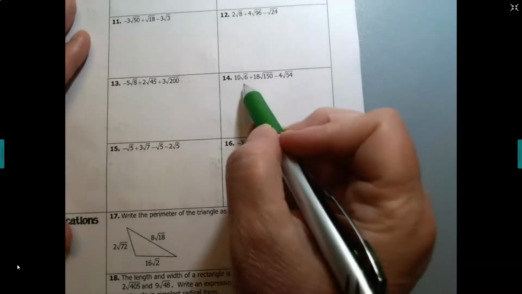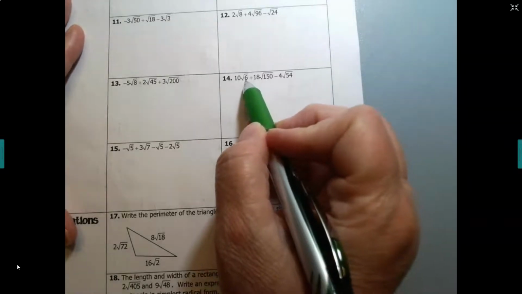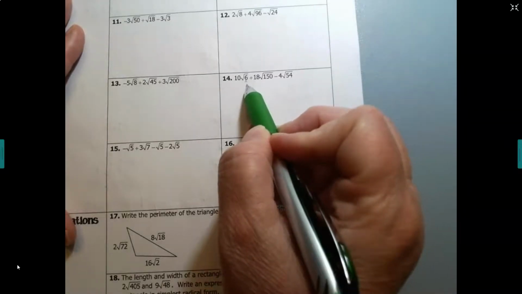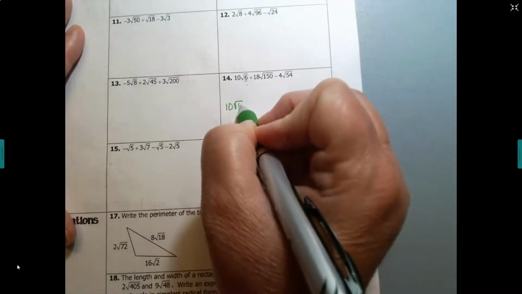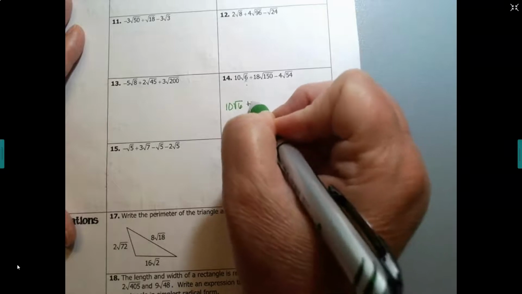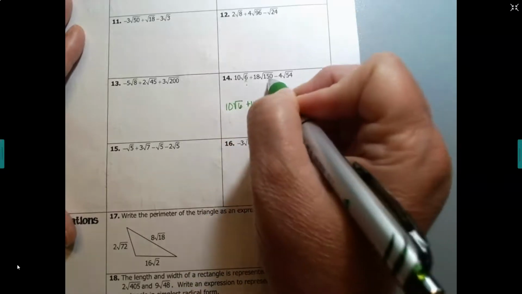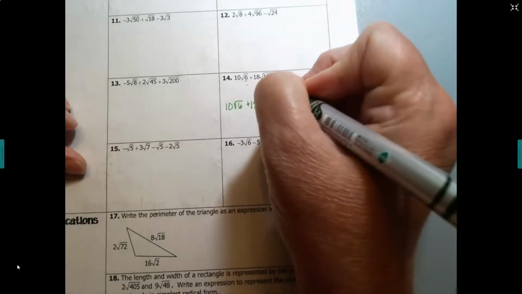So this has 3 terms that we're adding together and subtracting, but it doesn't matter. We're going to follow the same steps and the same process. Check to see what radicals can be reduced. 6 would be 2 times 3. That's not going to reduce any, so I'm just going to leave it 10 root 6. Bring the plus 18 down, and whatever comes out from under this radical is going to multiply to it. So 150, I think right away, 15 and 10.